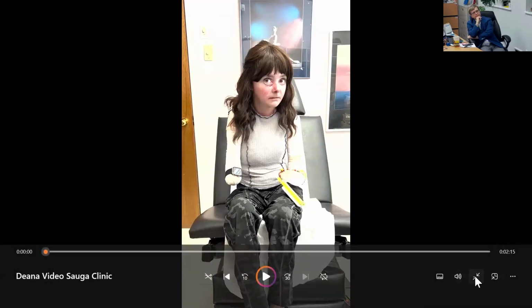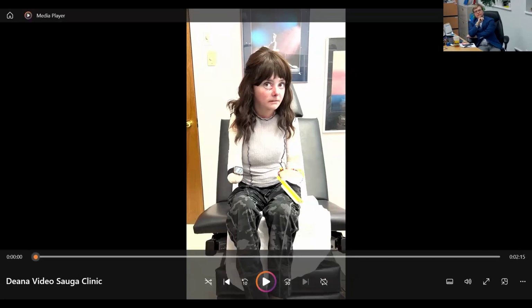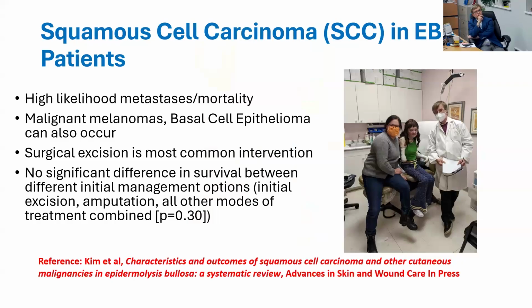Okay, go on. So when we looked up, let's just see what the data showed. We looked up squamous cell and EB, and there's a high likelihood of metastases and mortality. Malignant melanomas, basal cells can also occur. Surgical excision is most common. No difference, though, in survival between different initial management options, excision, amputation, and other modes of treatment.